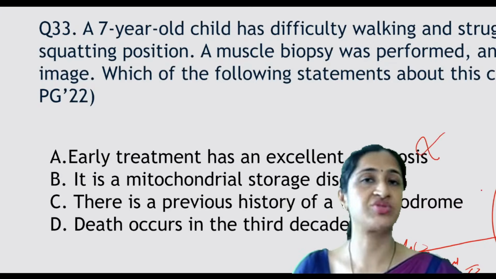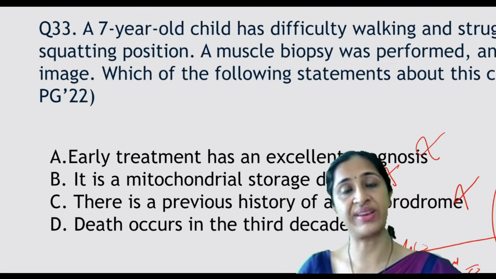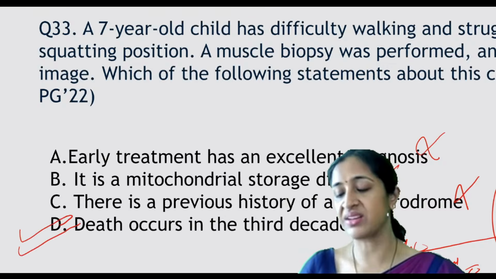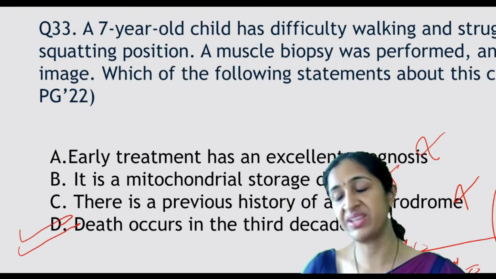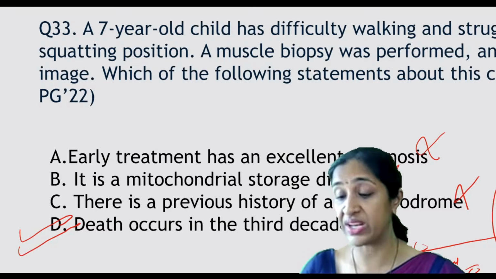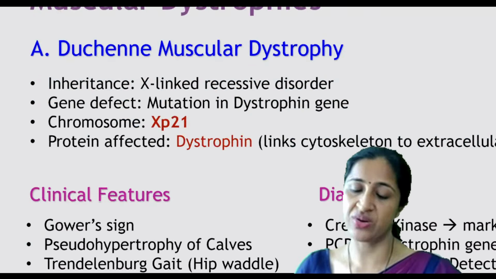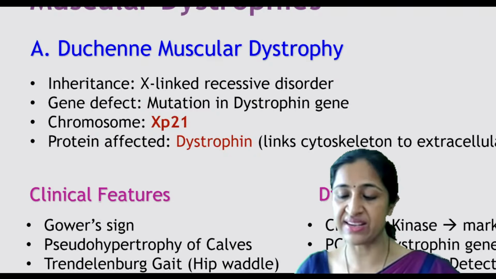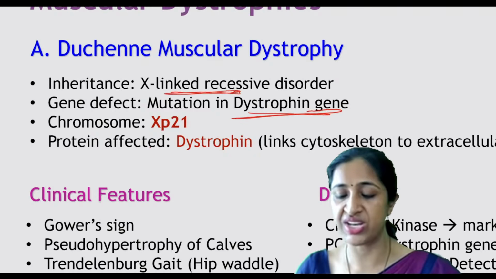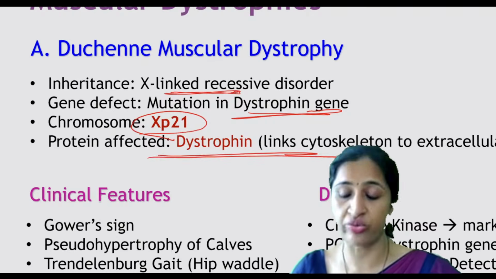Viral prodromes? This is a genetic condition, there's nothing to do with viral prodrome. Death occurs in the third decade, even in the best possible way. Children don't survive beyond the age of 20 in most cases. Quick over this, DMD is an X-linked recessive disorder, dystrophin gene, chromosome Xp21, protein affected is dystrophin.